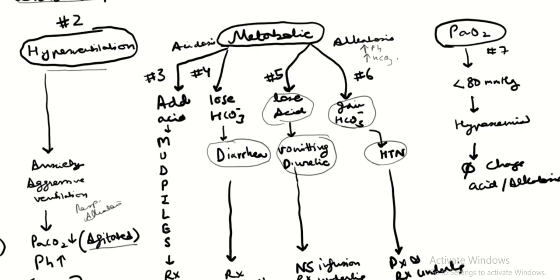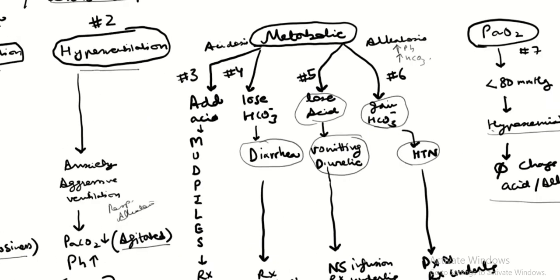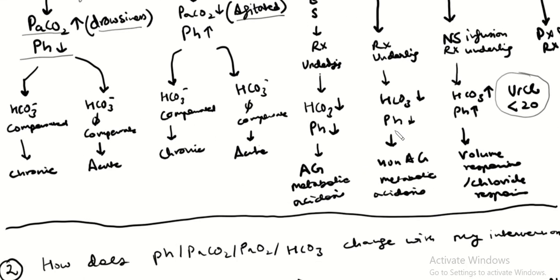Last but not the least is PaO2. If it's less than 80, you have hypoxemia. It does not change acidosis or alkalosis status, but we need to correct it. Remember, we corrected it using certain maneuvers. So that's something really important to know as to how the questions are going to be presented.